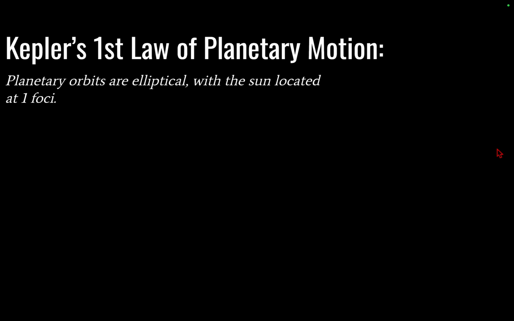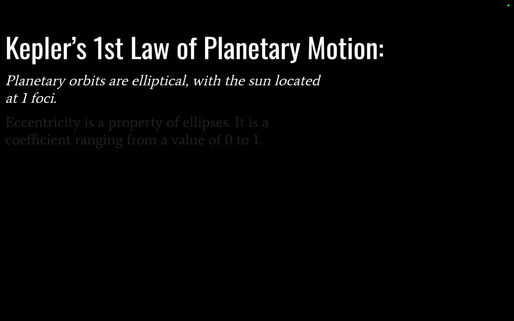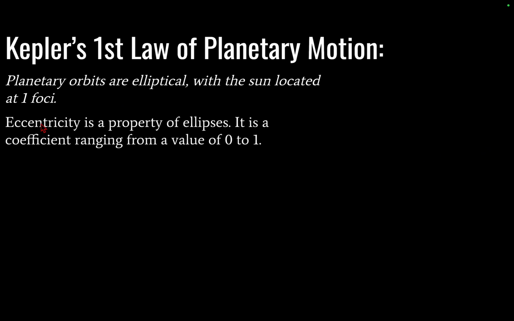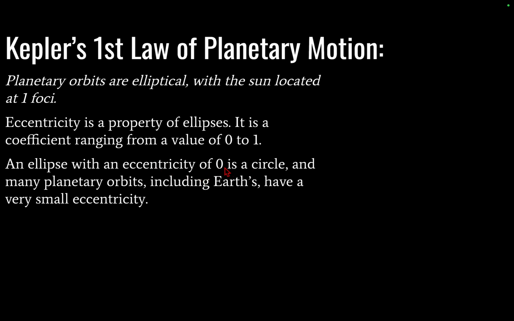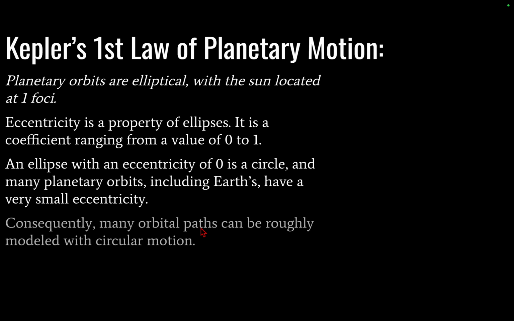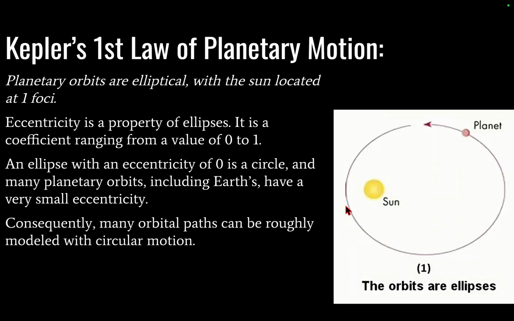So, first law, planetary orbits are elliptical with the sun located at one focus. Okay, so eccentricity is a property of our ellipses, and it's a coefficient ranging from a value of 0 to 1. So an eccentricity of 0 is a circle, and most of our planetary orbits, including Earth's, will have a very small value for eccentricity, so close to circular orbits. As a result of this, we can model most orbital paths using circles, and that's fine.